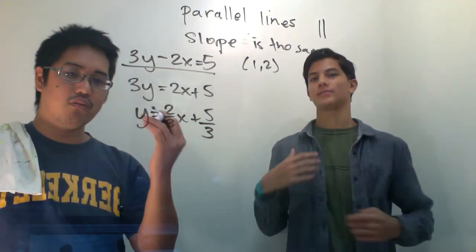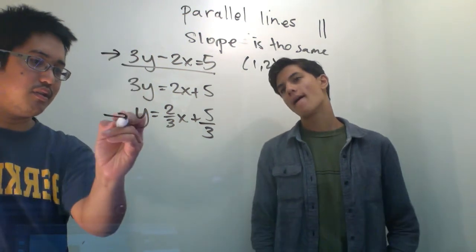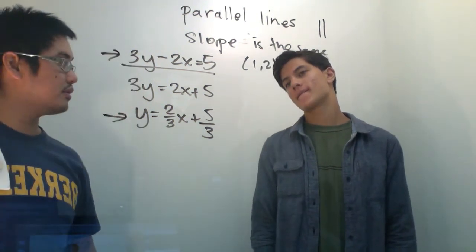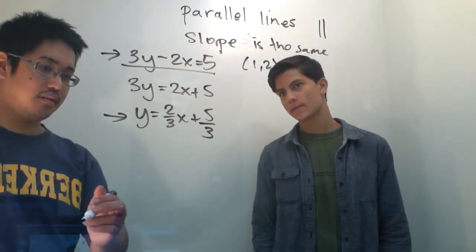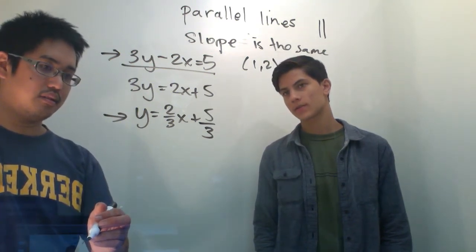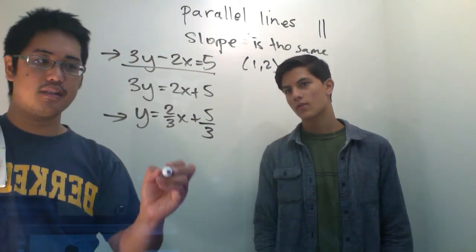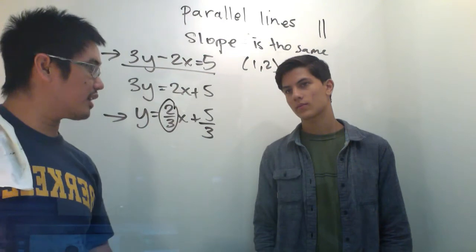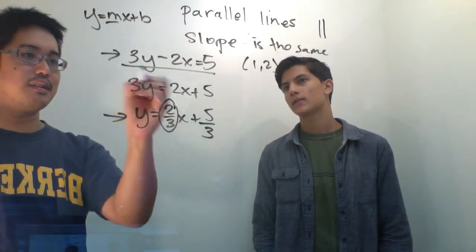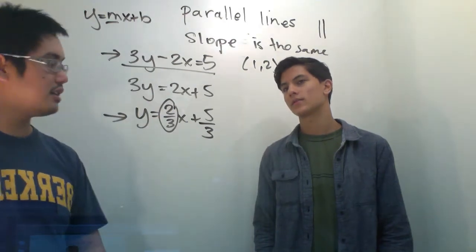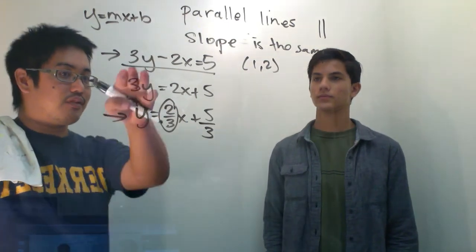When you divide both sides by 3, you got to make sure you divide everything by 3. So the slope of this line right here, what's the slope? Remember, y equals mx plus b, the slope is the thing in front of x. So that's 2/3. We've gotten all the information that we need out of this.